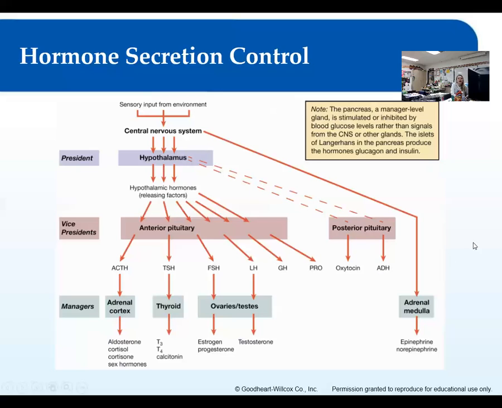Now the only other area on here that we haven't talked about is the central nervous system. The brain directly affects the adrenal medulla, which is the inner part of the adrenal gland, and it releases epinephrine and norepinephrine, which we just talked about. When your body kicks into fight or flight, epinephrine and norepinephrine make your pupils dilate, your heart rate increase, and so forth.